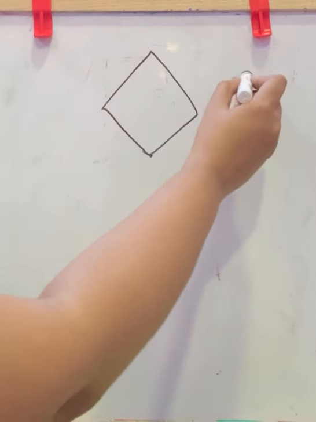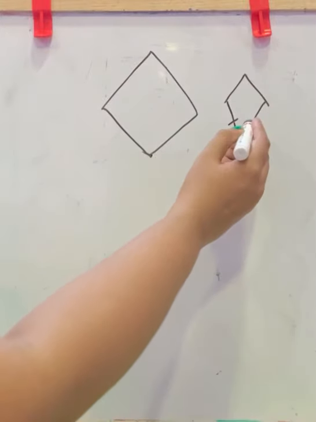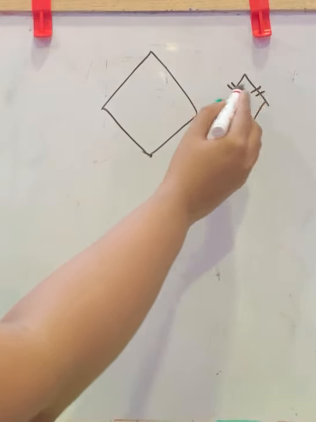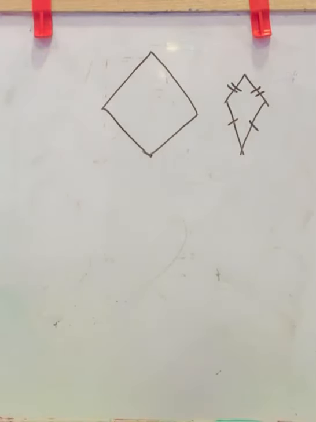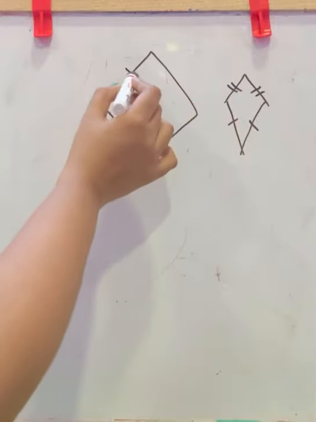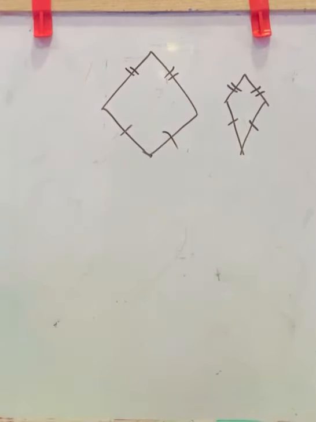You know, in a kite, consecutive sides are equal. These two sides are having equal length. These two sides are having equal length. Here also, these two sides have same length. These two sides have same length. So it has the property of a kite.